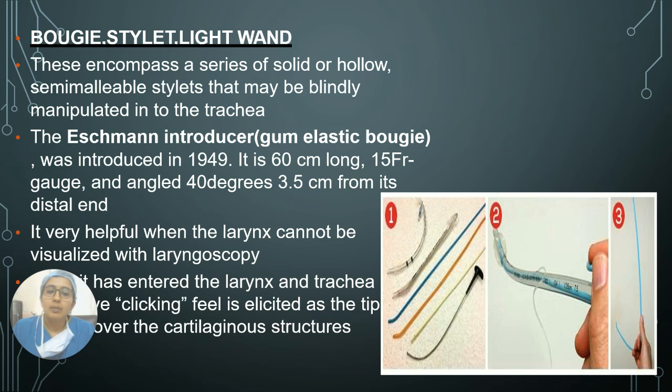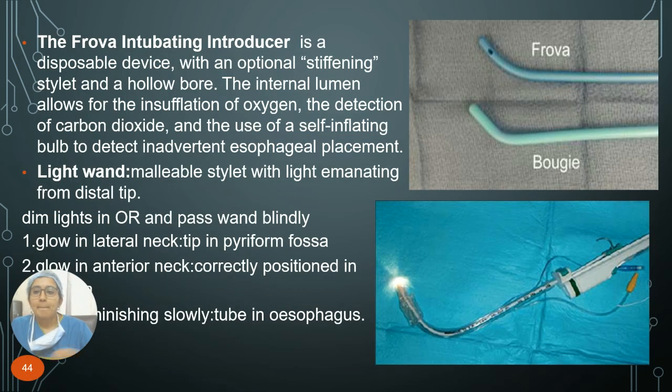Then we have a bougie, stylet and Lightwand. These are the other airway equipment used which help in difficult intubations. Then we have the Frova intubating introducer. Then the Lightwand, which can glow in the anterior neck. When the tip is in the pyriform fossa, the glow is seen laterally, and when the glow is seen in the anterior neck, it is correctly positioned.